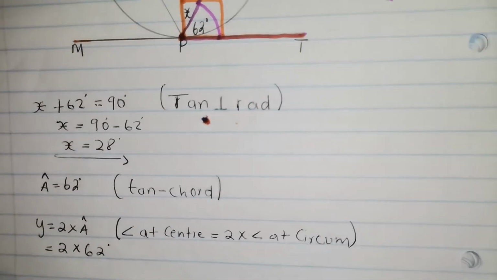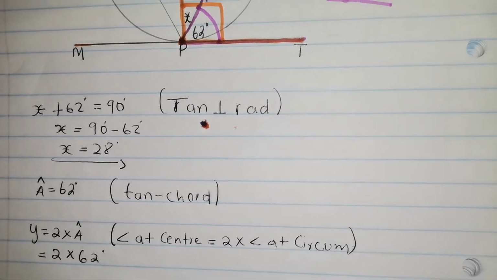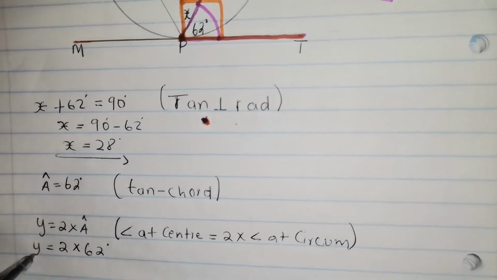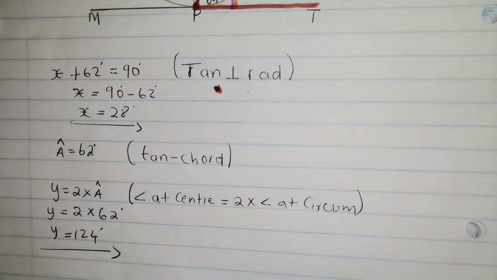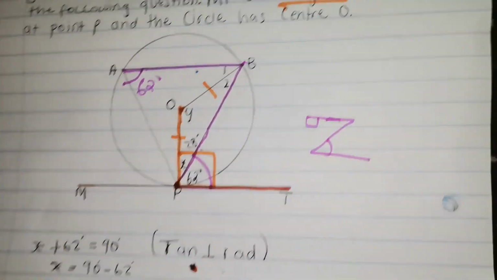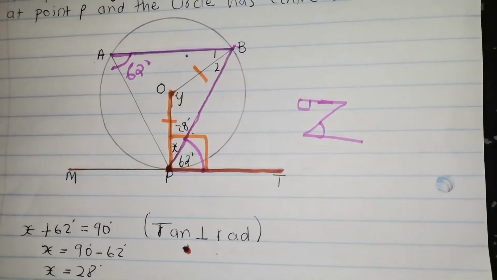You're just going to multiply. You can substitute where you see A, put in 62, then find y. Then y is equal to 124. I hope you understand, guys, what's happening here. Therefore, y is equal to 124. I'm done with finding x and y.